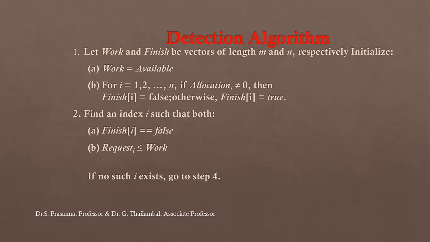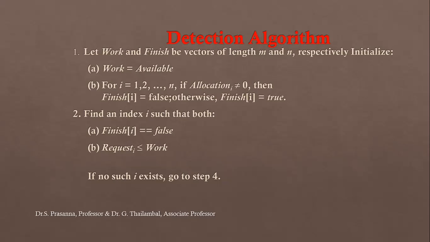Detection algorithm. Let work and finish be vectors of length m and n respectively. Initialize work equal to available. For i equal to 1 to n, if allocation is not equal to 0, then finish of i equals false. Otherwise, finish of i equals true. So if allocation is not equal to 0, some allocation has been made, then finish of i is false, that is, it has not completed its execution. Otherwise, if there is no allocation, finish of i equals true.